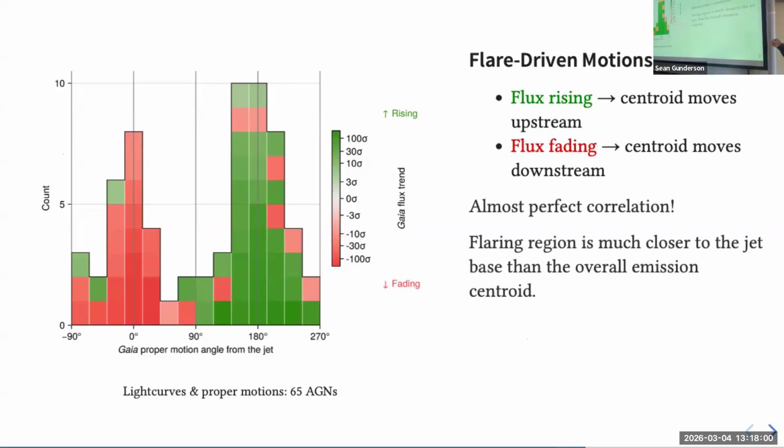So this is basically a perfect correlation, and first of all, it indicates that our simplifying assumption seems to work out, because otherwise you would see a much messier picture. And also the flaring region, at least qualitatively for now, lies much closer to the jet base than the overall centroid of the jet emission. So flares are happening very close to the jet base. How close, I will say a few words later.